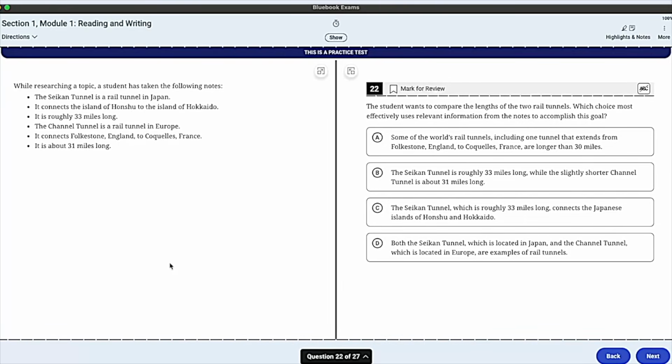So that would be my suggestion. Start with words and context, skip ahead to conventions of standard English and bust through those. And then after that, once you've racked up those points, go back, start working on those questions that are going to take a little bit longer.